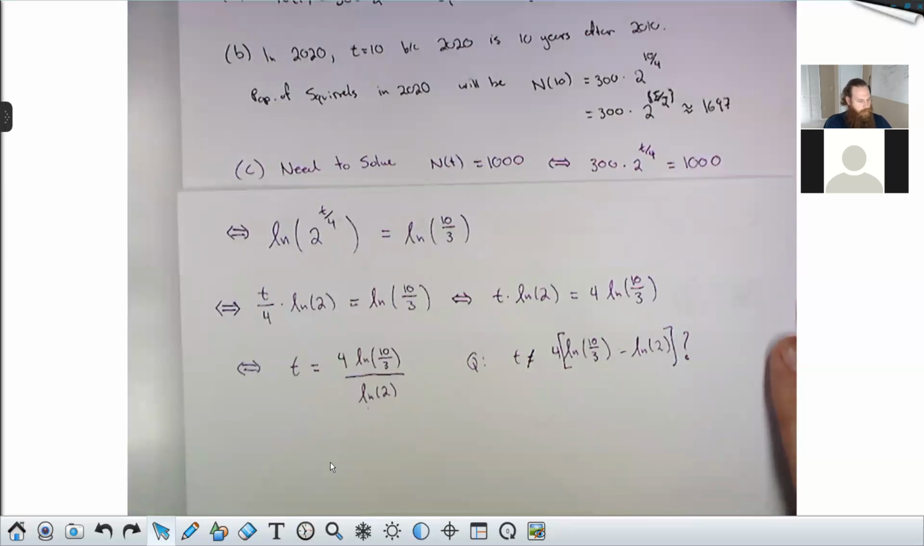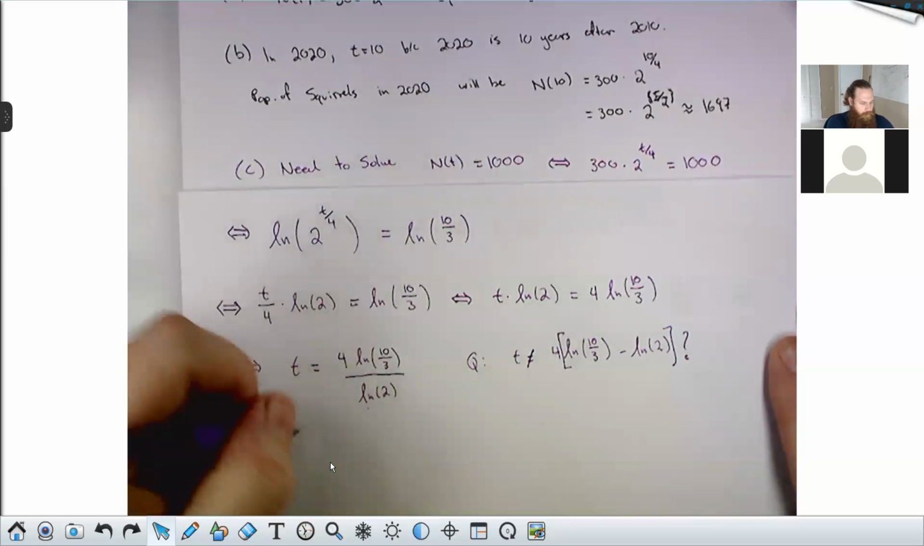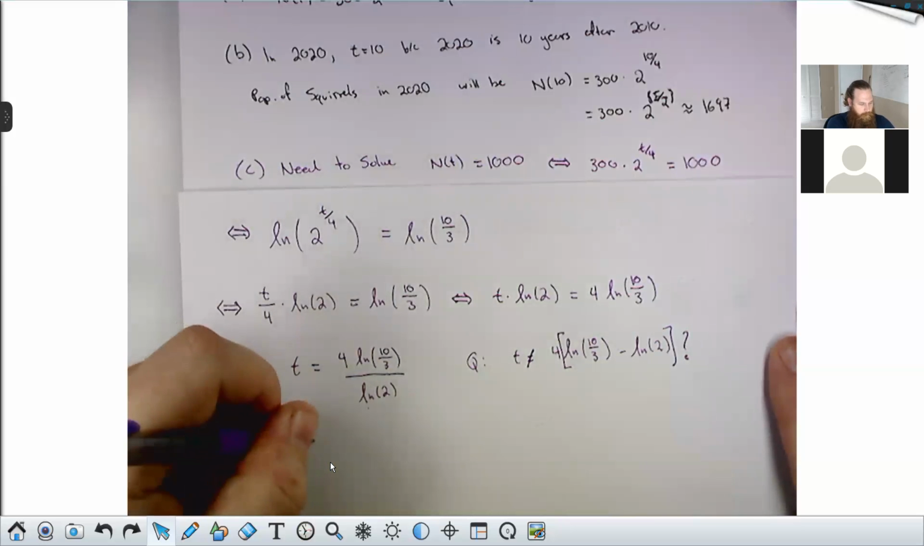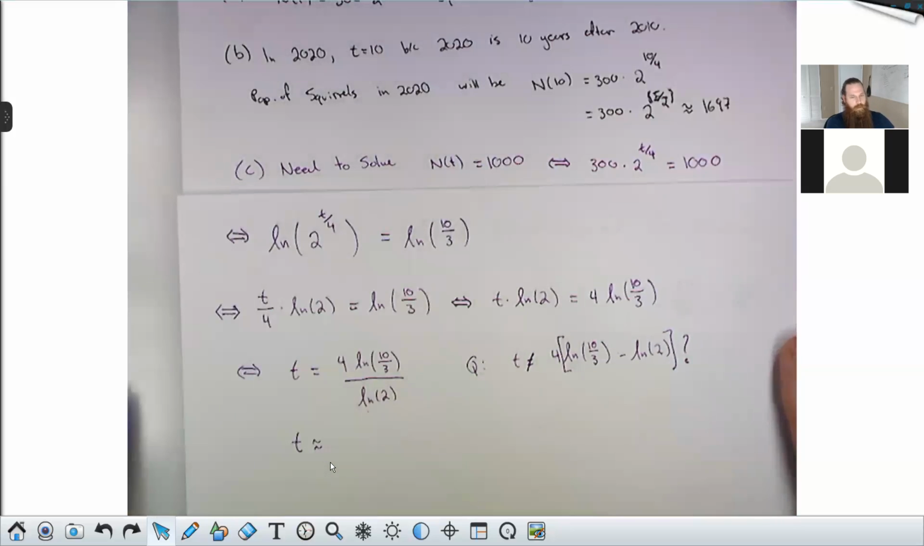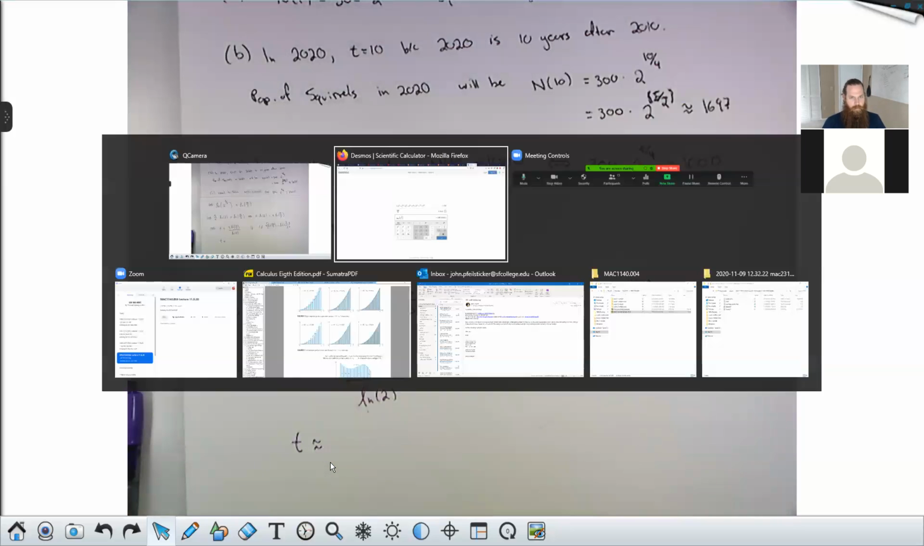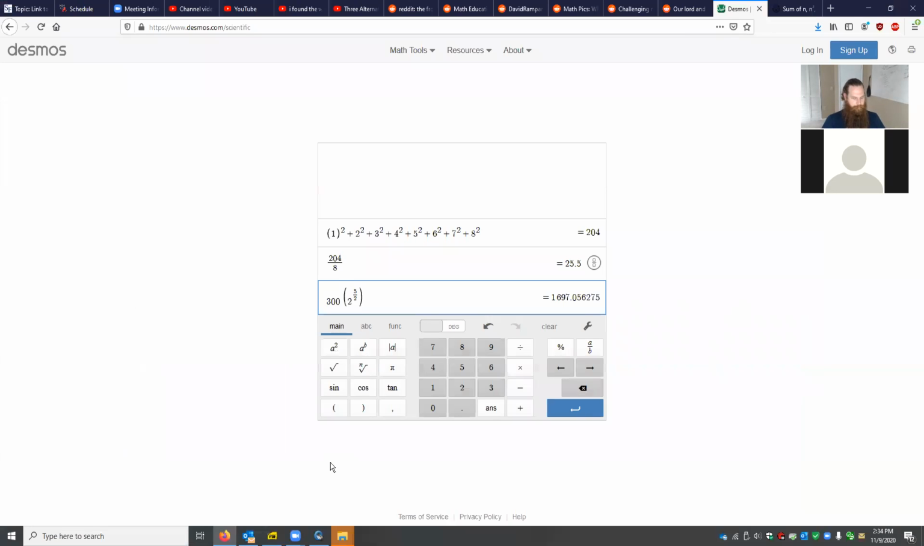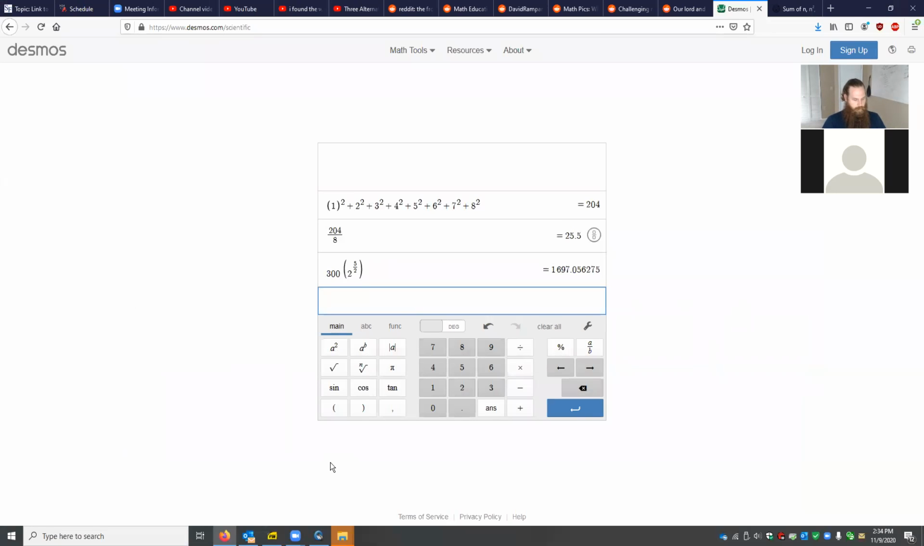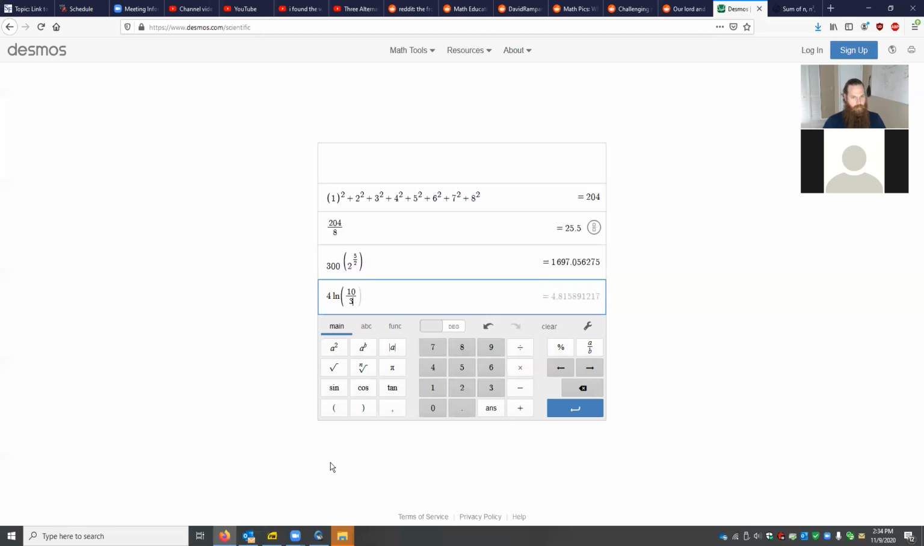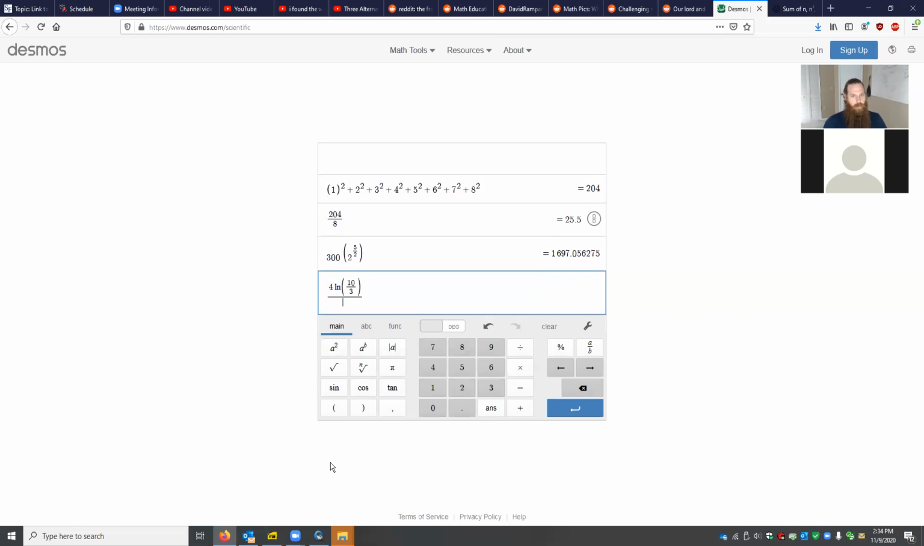Okay. So if I want to compute this number, the only move I have from here is to feed it to a calculator. I'll go ahead and do that just to give us an estimate here. We want 4 times the natural log of 10/3, all divided by the natural log of 2, which is about 6.9 years.